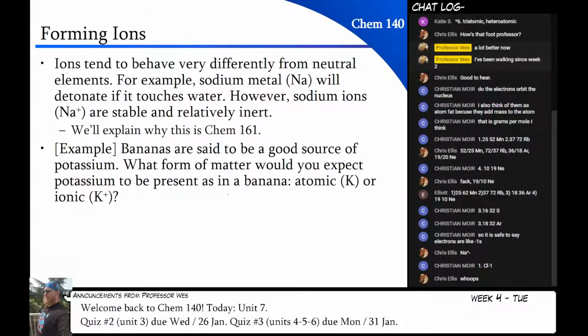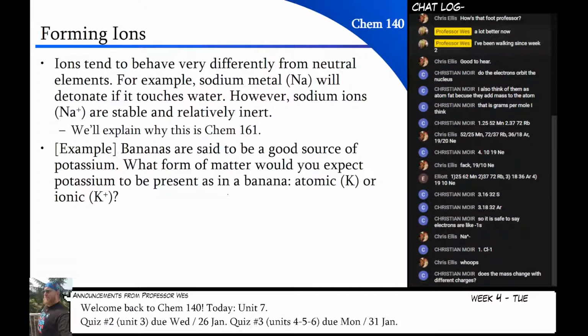Now, ions behave extremely differently than neutral atoms. So, for instance, sodium metal is explosive. And we saw this on the first day of class. I showed you a bunch of videos of the scientific method.